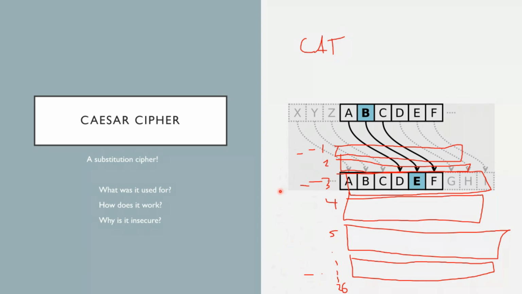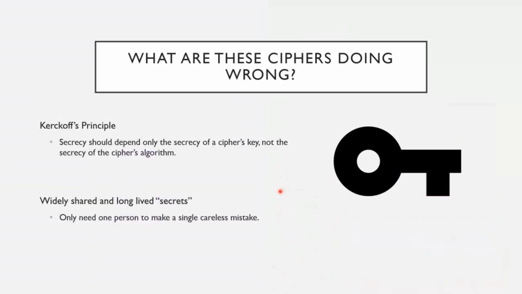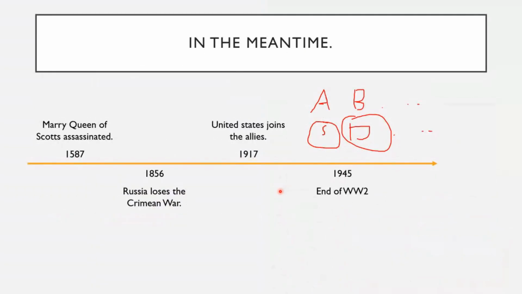Unfortunately for Russia, Charles Babbage was very smart, and he figured out how to crack it using, again, frequency analysis, but it was a bit more complicated. I'm going to give you some links about how you could try to crack it yourself and see how it was done at the end of the talk. So that was a major event.